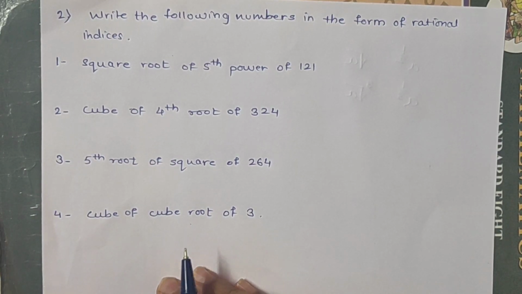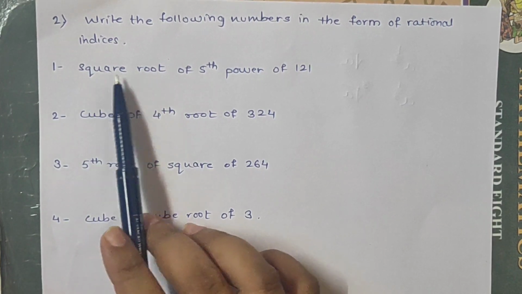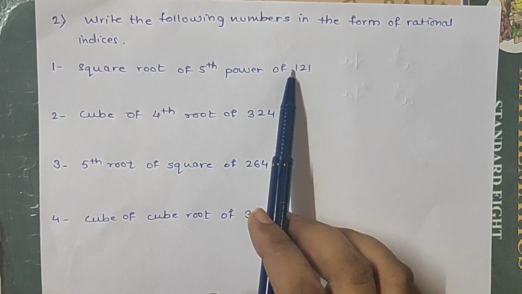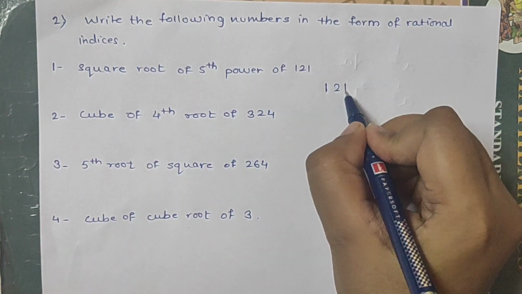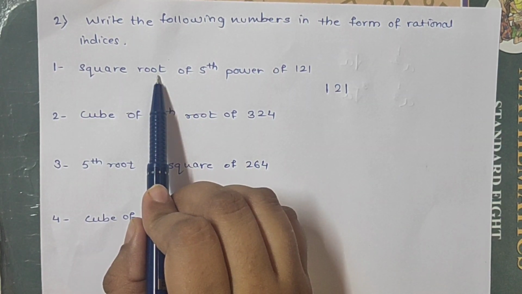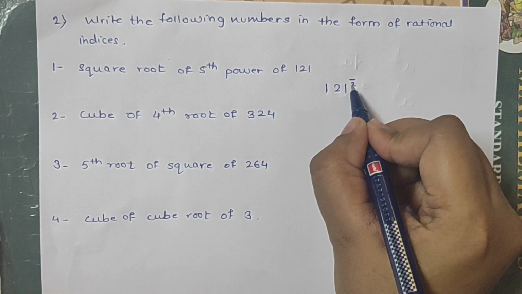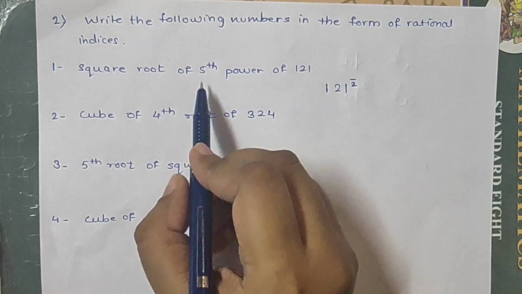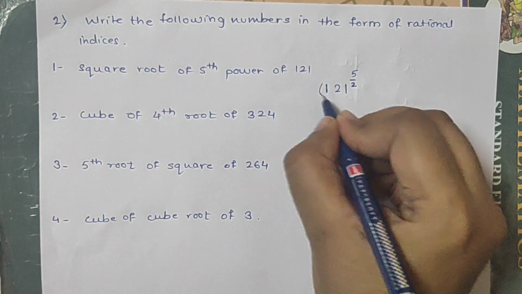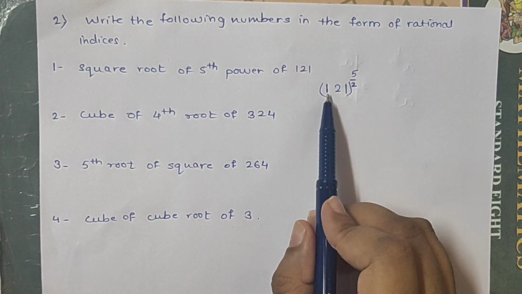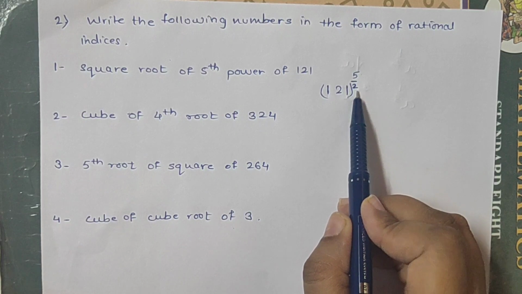Our next question is, write the following numbers in the form of rational indices. First of it is square root of fifth power of 121. You will write first 121. Square root, that means 1 upon 2. So you will write in denominator 2. And fifth power, so you will write here 5. This is 121 raised to power 5 upon 2.